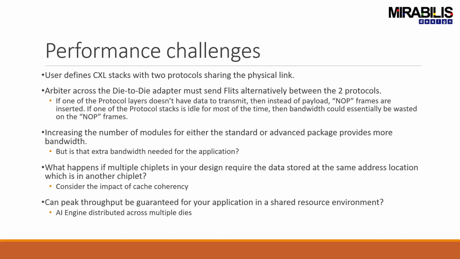The last one, and this is very important, is peak throughput. So we always talk about average throughput, but what about, in this case, a shared resource? The switch essentially is allowing you access to shared resources. How do you ensure or guarantee peak throughput? Some of the future designs they're talking about is AI engines distributed across multiple dies. So what happens to your performance challenge there?